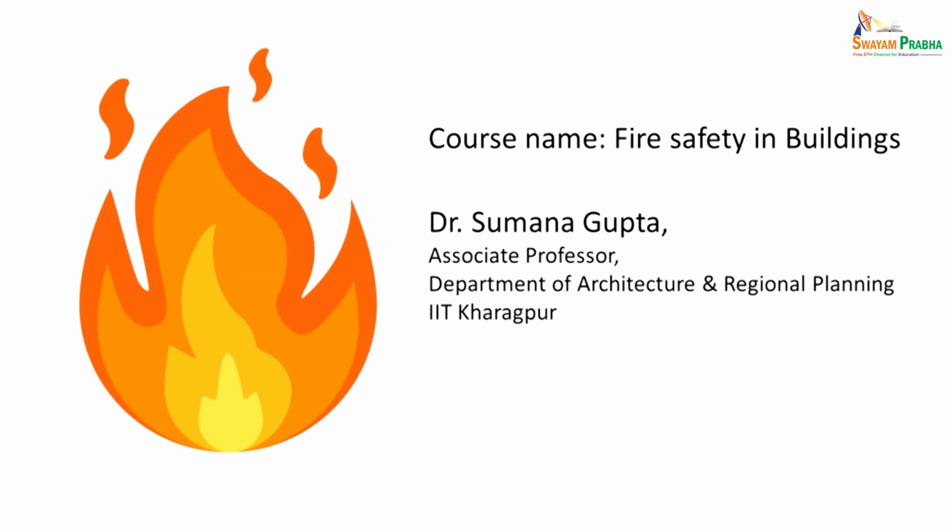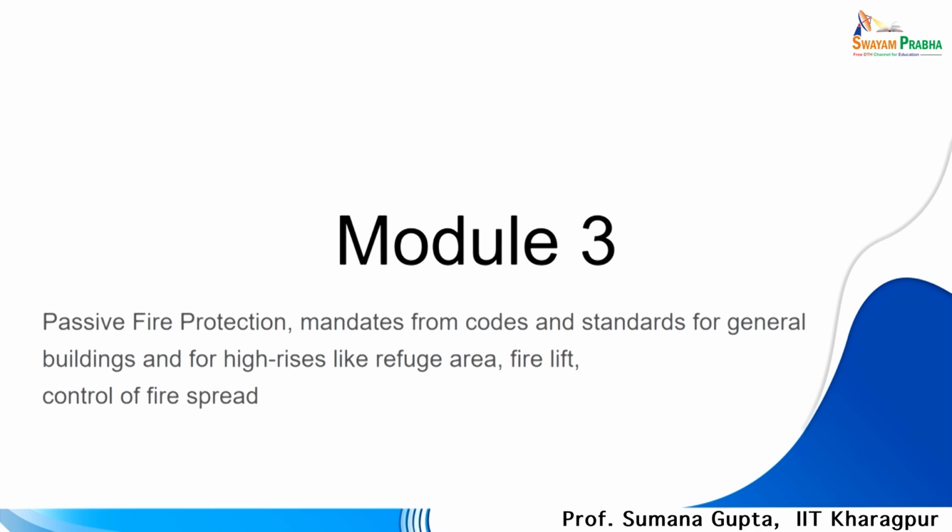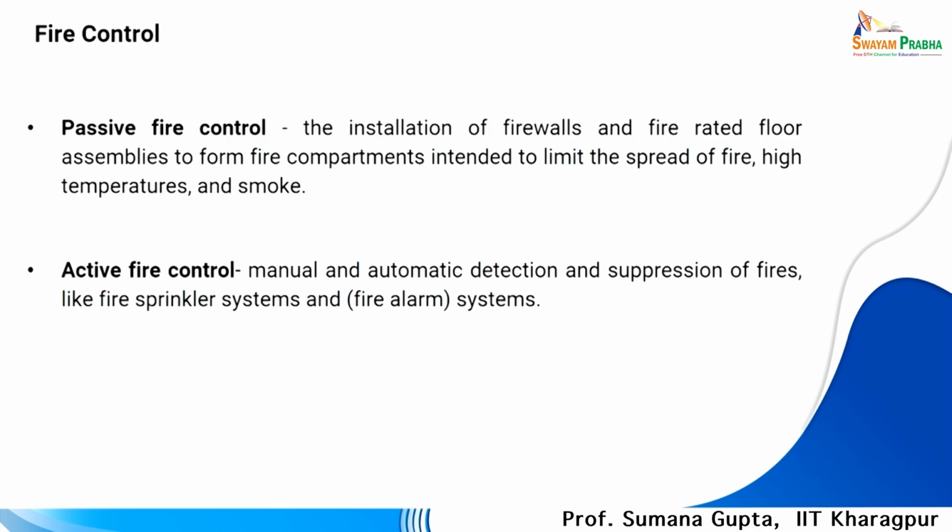Coming to today's discussion, we have passive fire protection, mandates from the codes and standards for general buildings and for high rises. For high rises per se, we talk about refuge areas, fire lifts, control of fire spread, etc. For every aspect, for every control, one is the passive, which is inbuilt within the system. The other is the active, which may be additional systems which take an active role while the situation is happening.